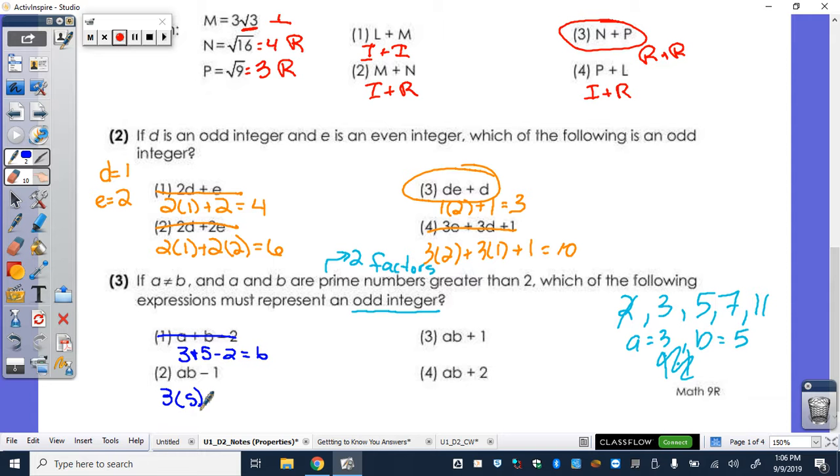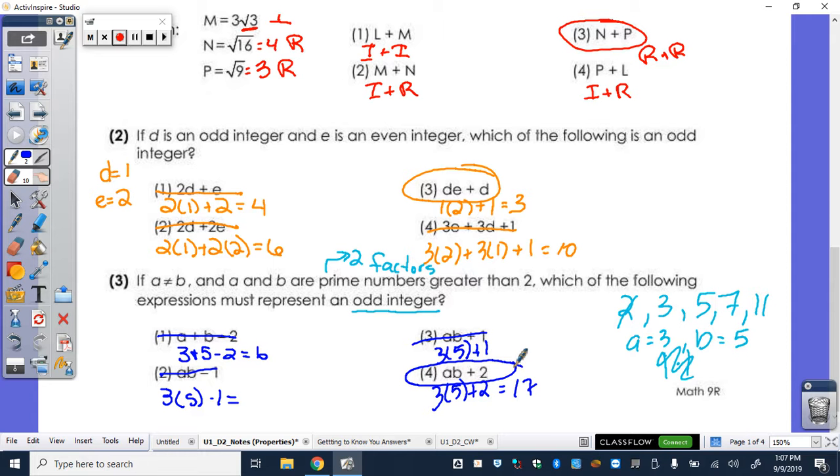3 times 5 minus 1. So, no, that's not it. 14 is not odd. 3 times 5 plus 1. 16, so nope. 3 times 5 plus 2. 17. There's my winner. Looking for the odd number.